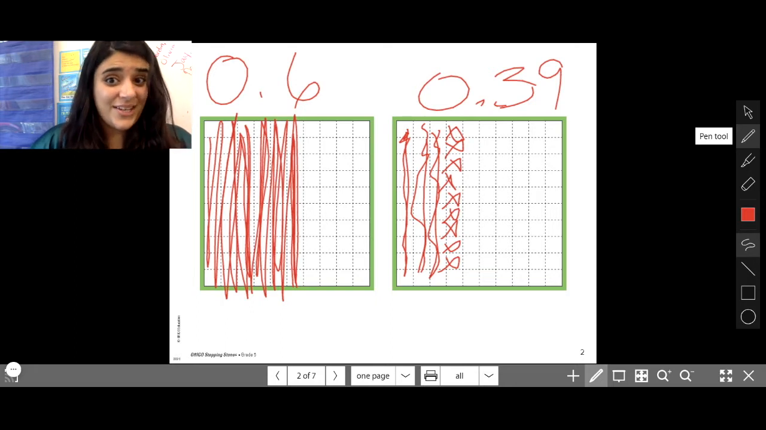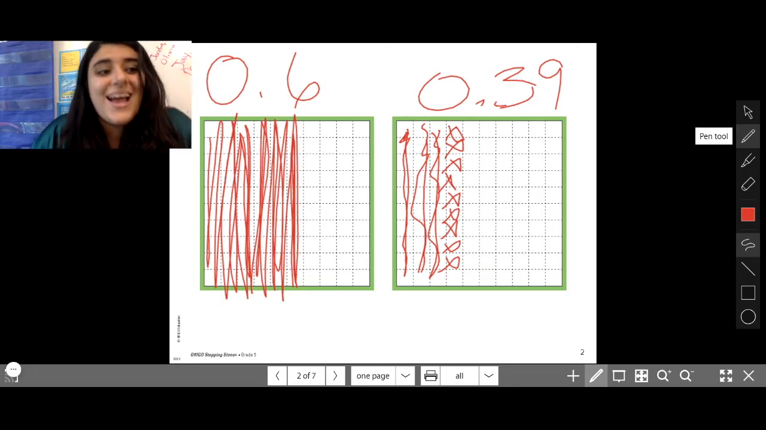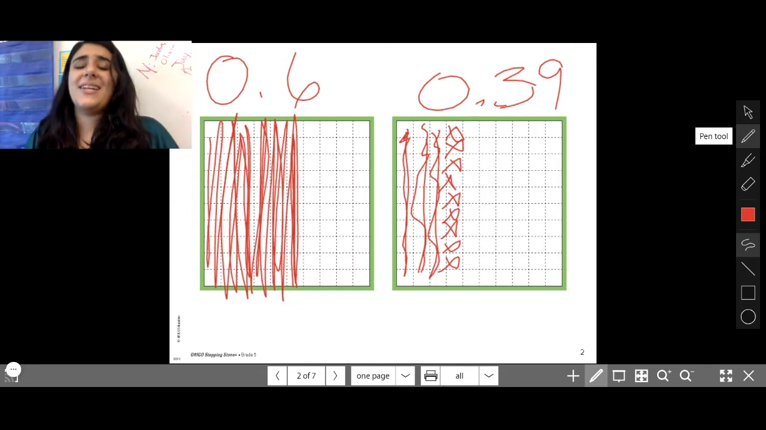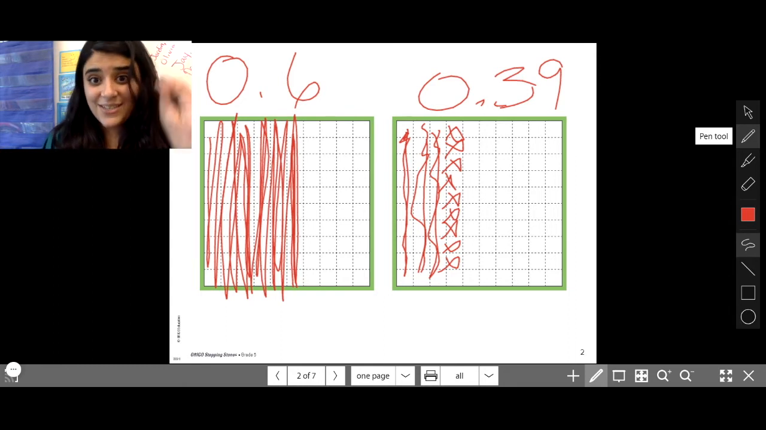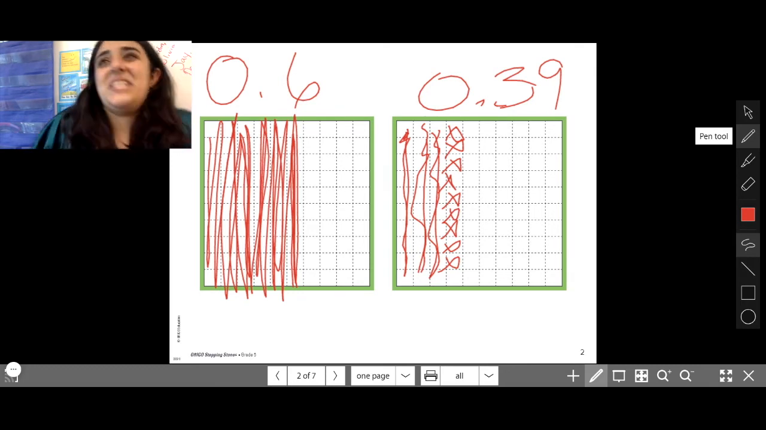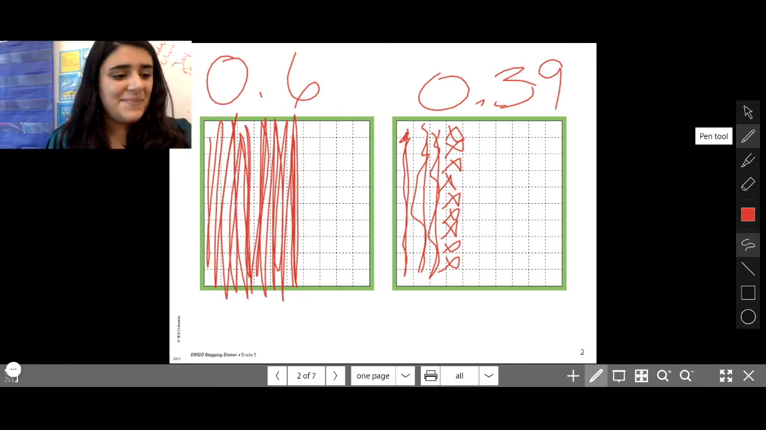Okay, well, I couldn't hear that discussion, but I'm hoping that you guys came to the conclusion that Oscar's number is bigger despite the fact that it has fewer digits. The number of digits doesn't determine how big it is, right, friends? It's the place value that determines how big a number is, especially when we're talking about decimals. So, let's keep going.